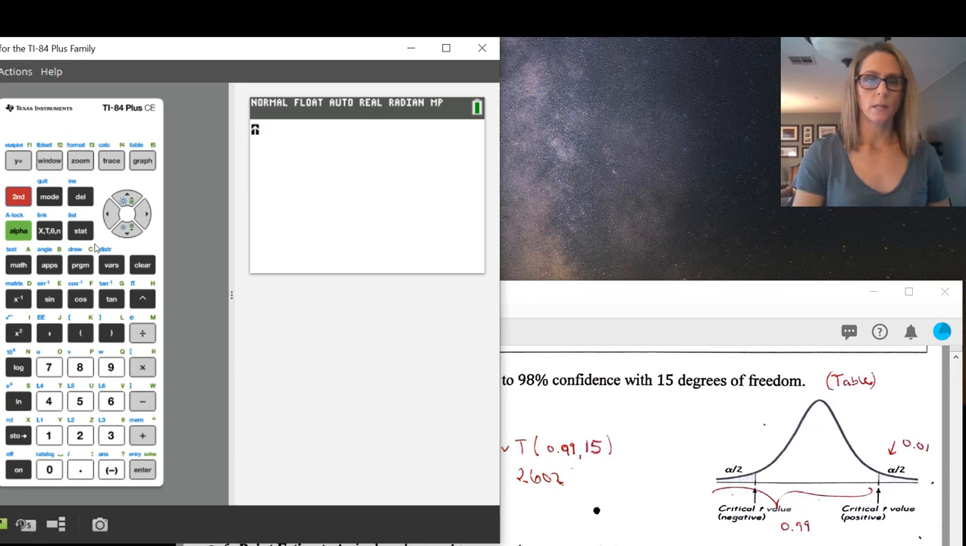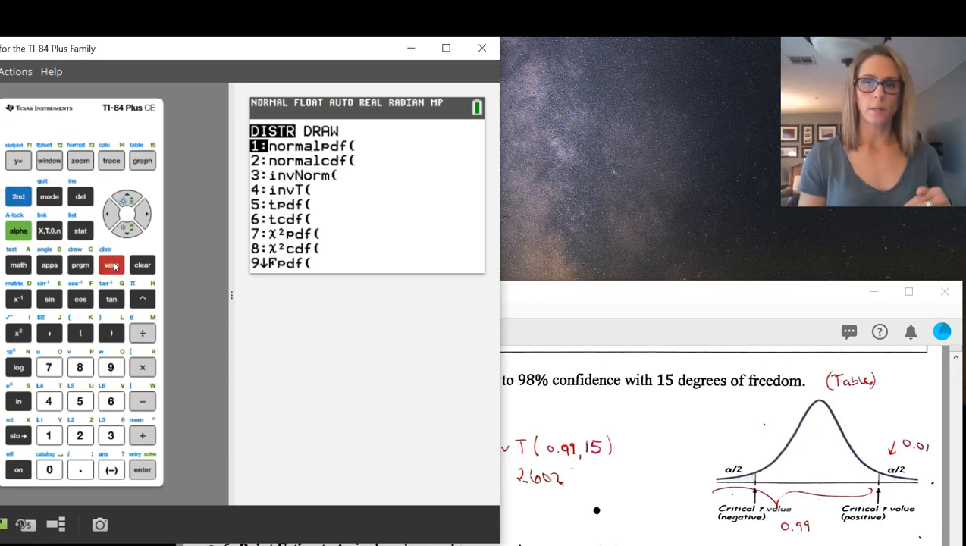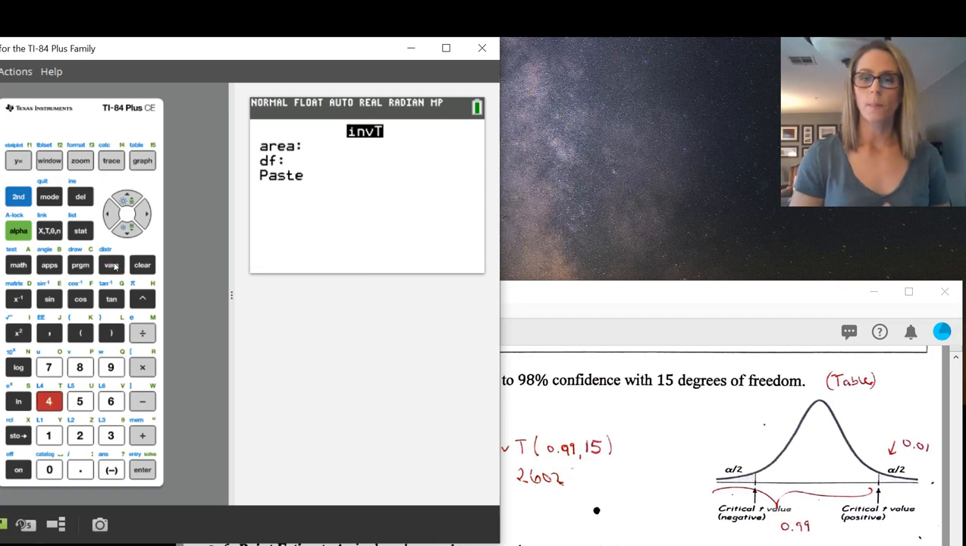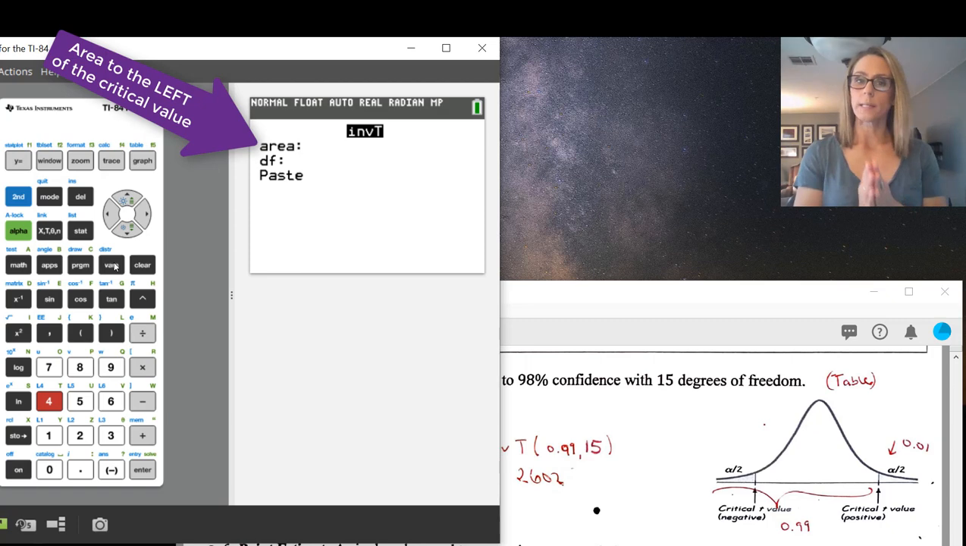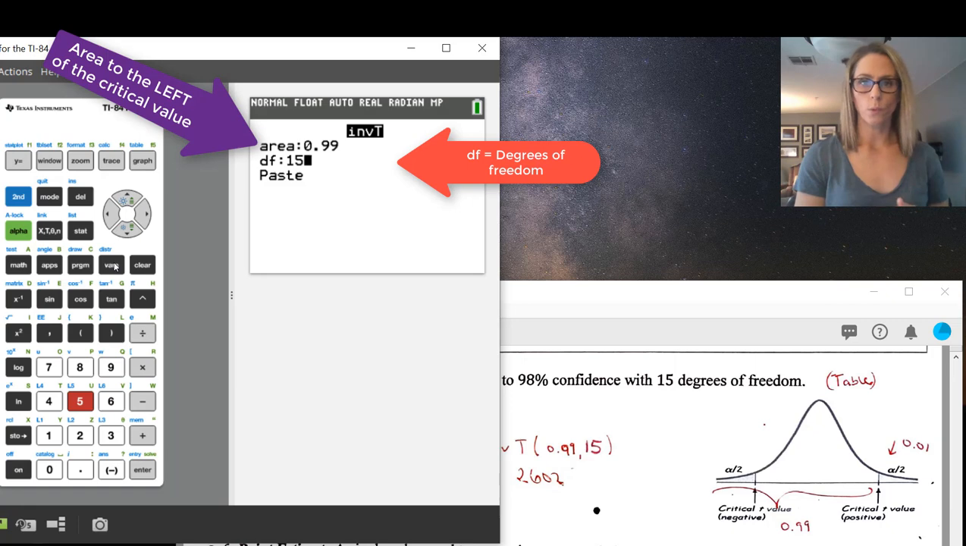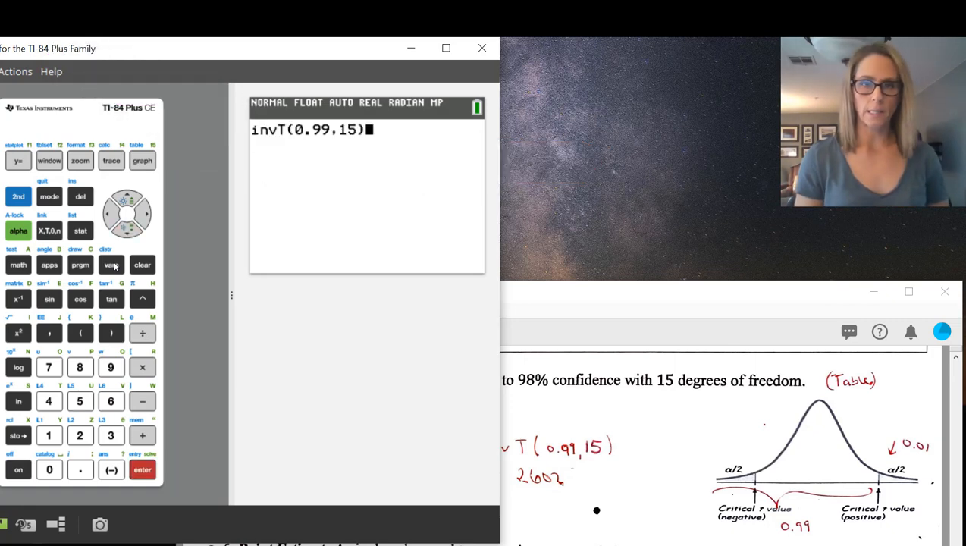So now I'm going to come to the calculator. We go second VARS, that's going to bring us to distributions. You'll see that it's number 4, so you can either scroll down and choose it or just press number 4. And like I said, it just says area, but what it wants is area to the left. So I'm going to put 0.99, so I do want to put that as a decimal. I want to put degrees of freedom is 15, that's what we're told, and then I'm going to paste it. Press enter, and then I'm going to press enter again, and there is my critical t value.